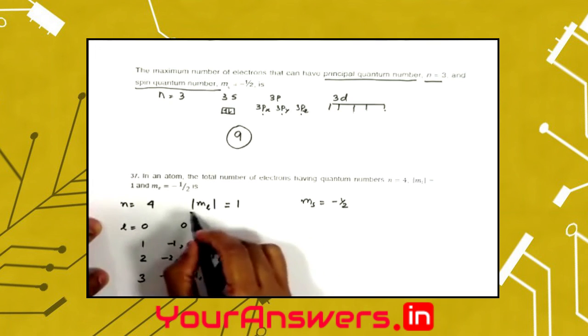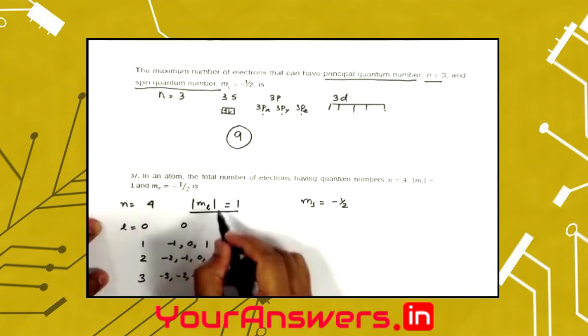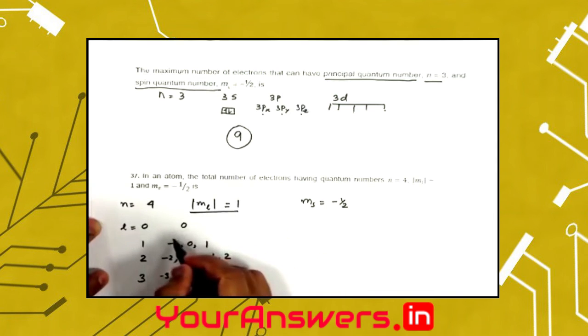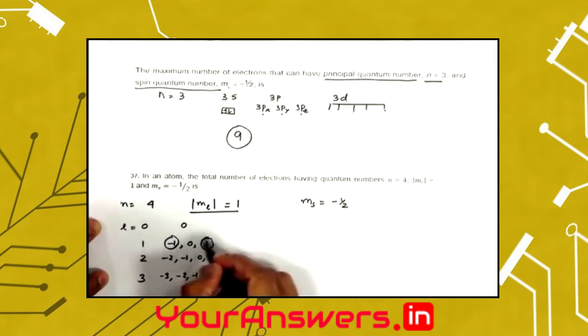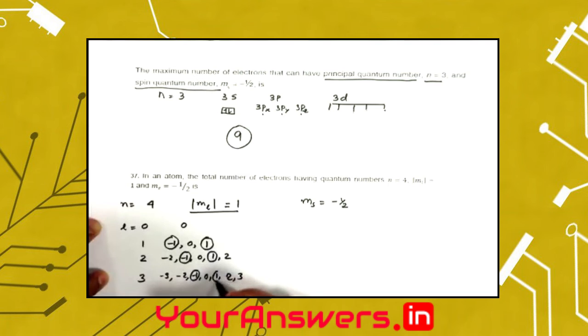Now, the second part of the question says the mod of ml should be 1. When is that possible? That means ml can be either minus 1 or plus 1. So, let us find out the orbitals that satisfy this. How many did we find? We found 6 different orbitals. So, these 3 are px, py, pz, and we know each of them can hold a maximum of 2 electrons.